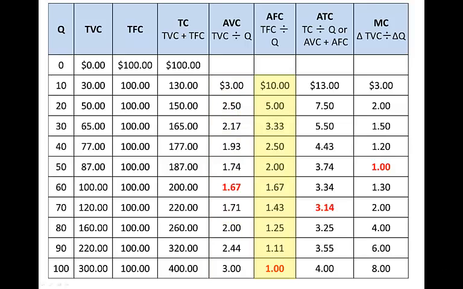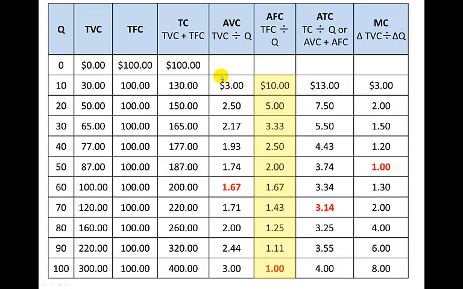My average fixed cost is I take my fixed cost here, divide it by my quantity, and note that this is always decreasing. Now my average total cost, I can either add these two columns together, or I can take my total cost and divide it by my quantity.